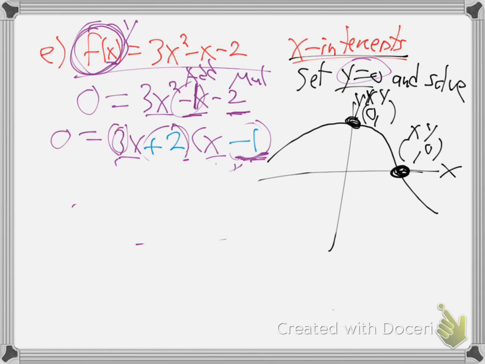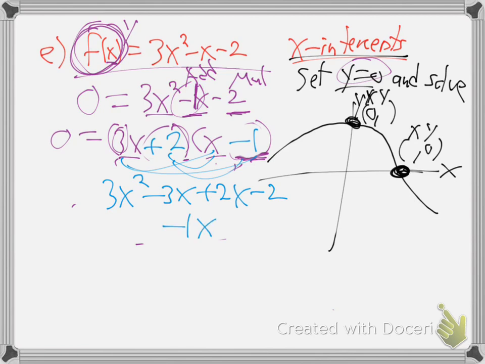Let's try it. So the 3x is going to go boom, boom. What do you get? 3x squared minus 3x, and plus 2x minus 2. Is that right? Yes, it is. That's minus 1x in the middle. That's the right factorization. So you just got to try stuff.